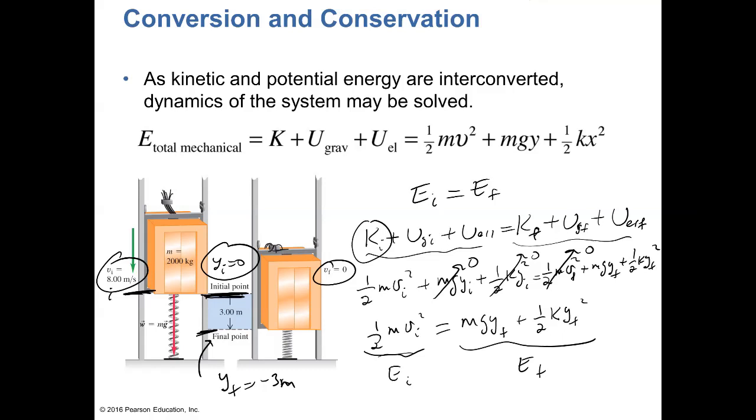So one of the things you can see here is that the only thing we can probably calculate in this case, since we're given the mass, the initial speed, and the displacement y, is the spring constant k, because that's the only thing we're not given. Maybe you can use this to calculate spring constant k. All right, so do it yourself and see what you get.